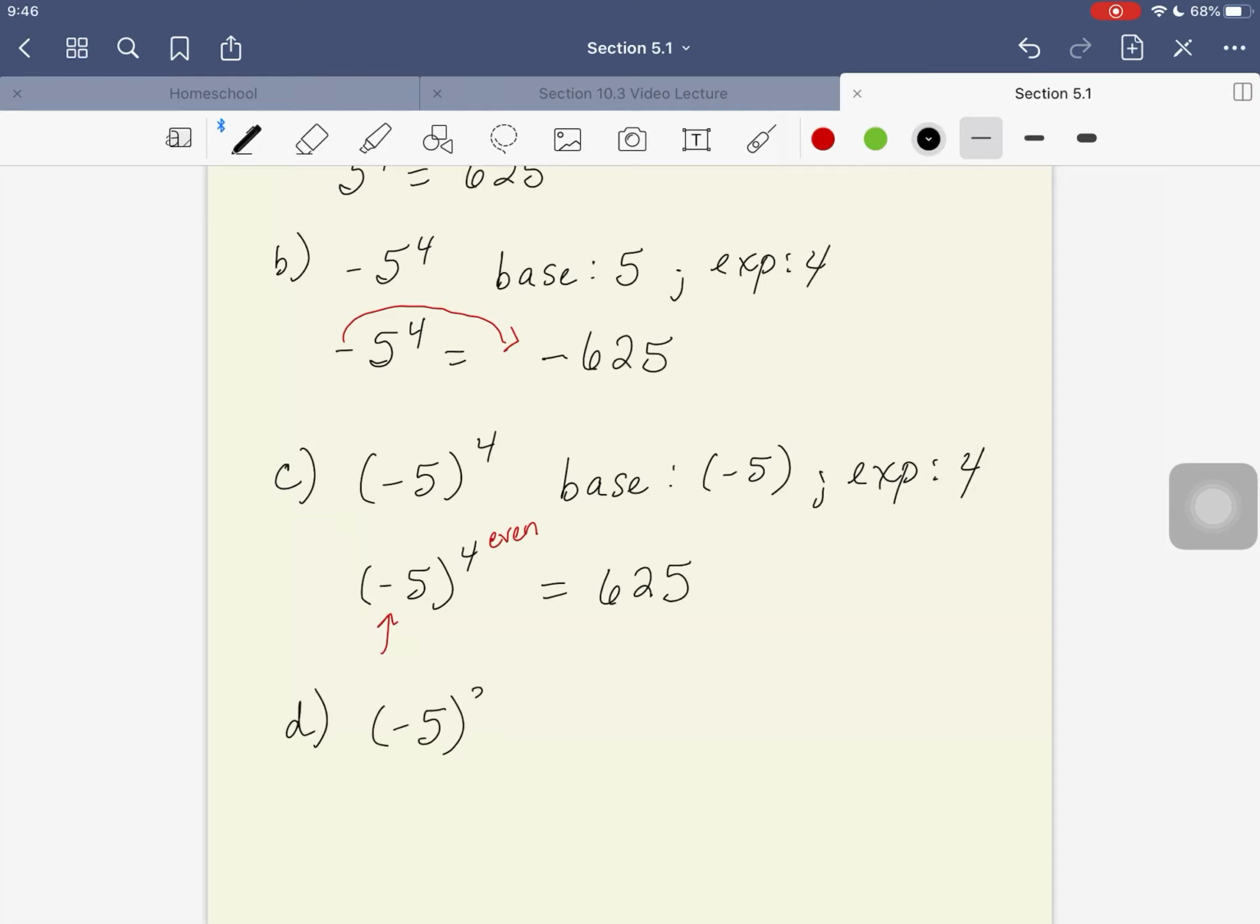All right, and then let's do one more. Negative 5 to the 3rd power. In this case, again, since it's in parentheses, your base is negative 5. Your exponent is 3. And since the exponent is odd and we have a negative, that's going to evaluate to a negative. So that will equal negative 125.